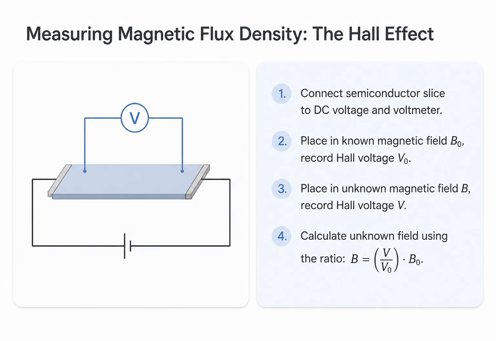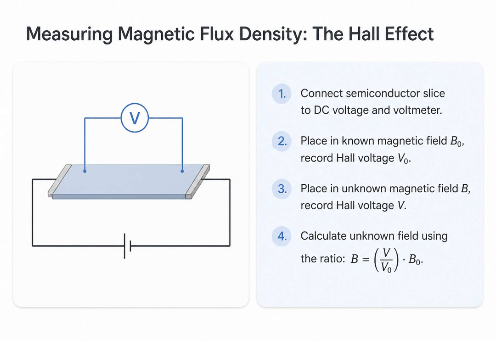Let's explore how we can practically measure magnetic flux density using the Hall effect. We start with a thin semiconductor slice connected to a direct current voltage source, which drives a steady current through it. We also connect a voltmeter across the width of the slice, perpendicular to the current flow. First, we place this setup into a reference magnetic field with a known flux density, B0, making sure the field is perpendicular to the face of the slice. We record this initial Hall voltage reading as V0.